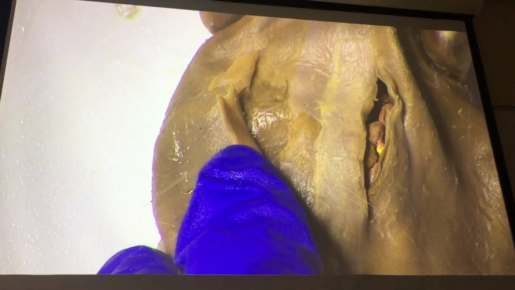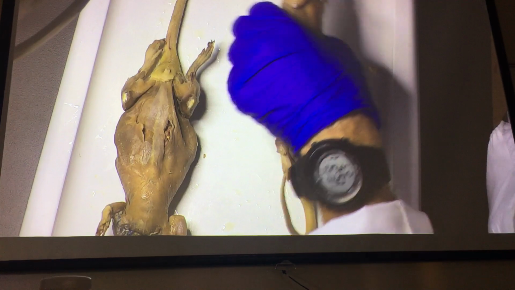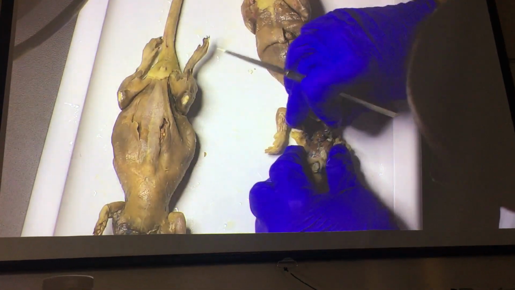All right, so that's the muscles. They won't be on your exam. I just thought you'd want to see them. All right, let's take a look at this. Beginning with the head and neck.